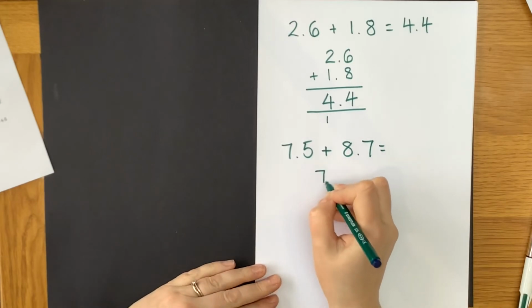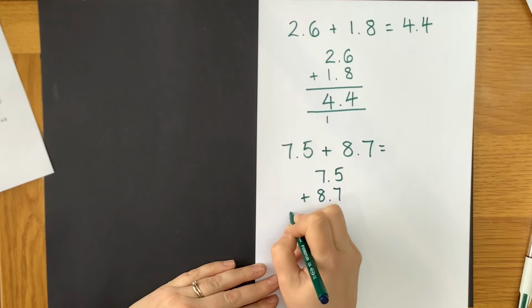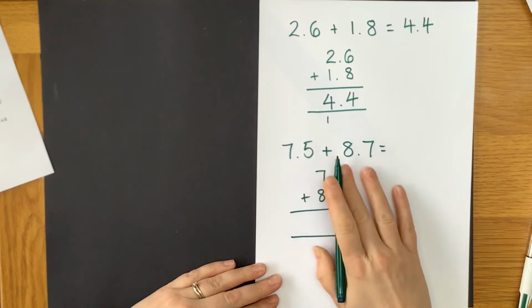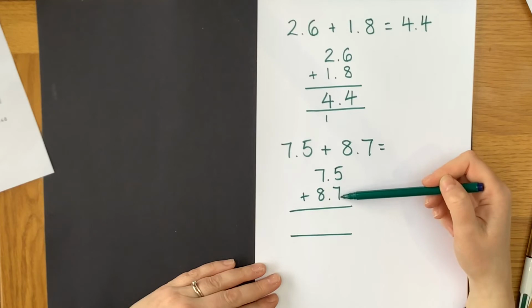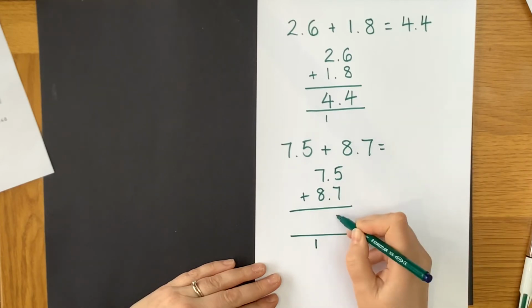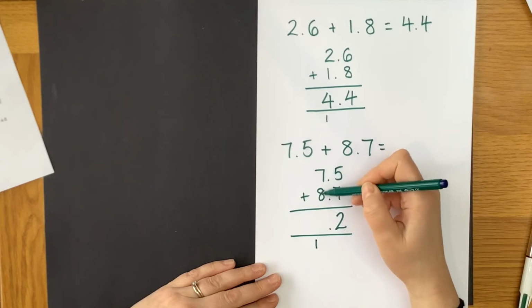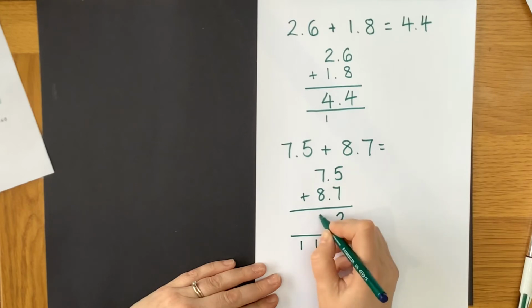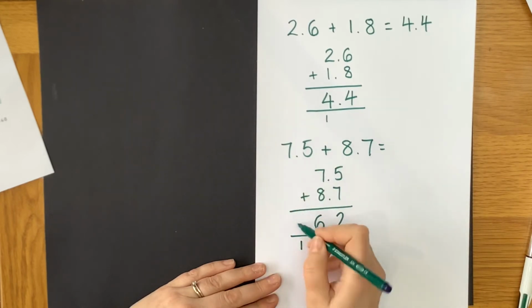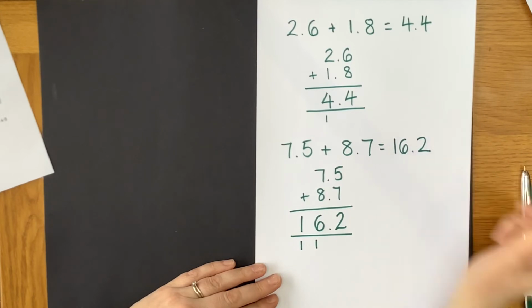Okay, 7 whole ones and 5 tenths, add 8 whole ones and 7 tenths. Starting with the tenths, because we always start on the right, 5 tenths add 7 tenths is 12 tenths, which is 1 whole one and 2 tenths. Our wholes now, 7 add 8 add 1 is 16, which is 1 10 and 6 ones. Haven't got any other tens, so that goes up there to give me 16.2.